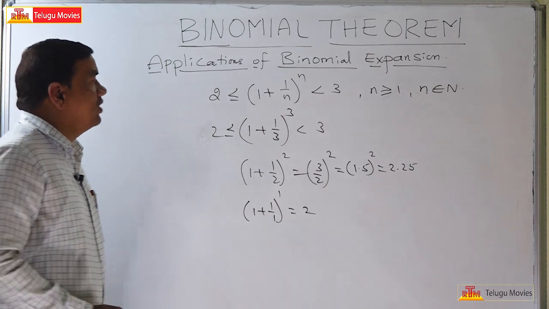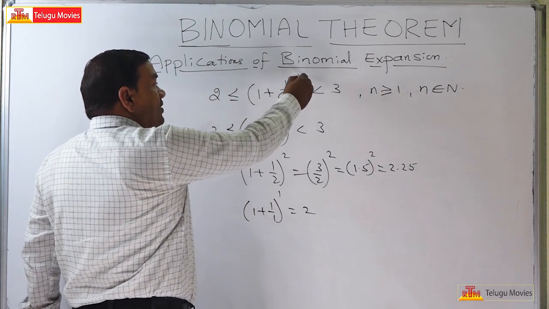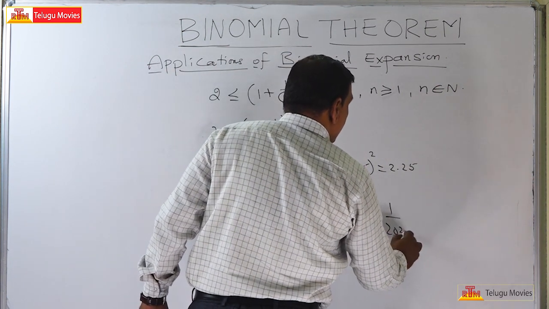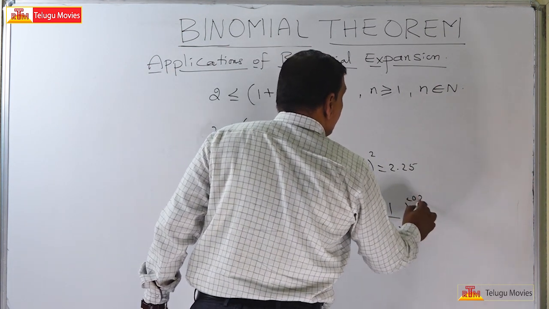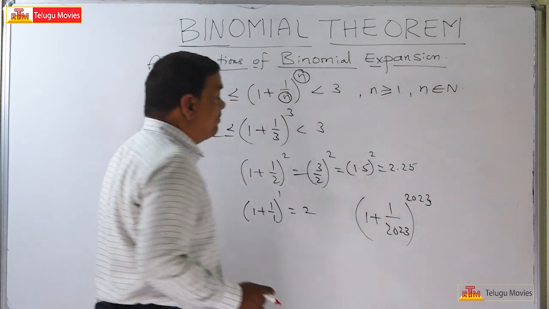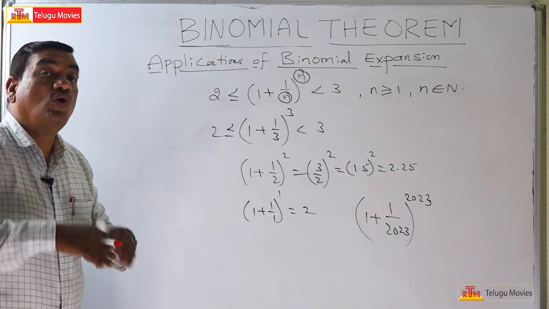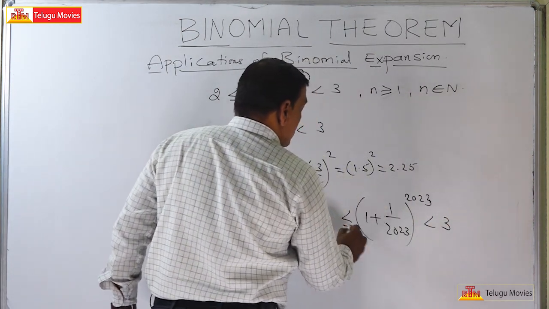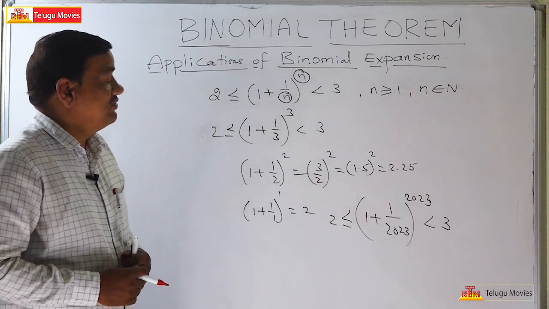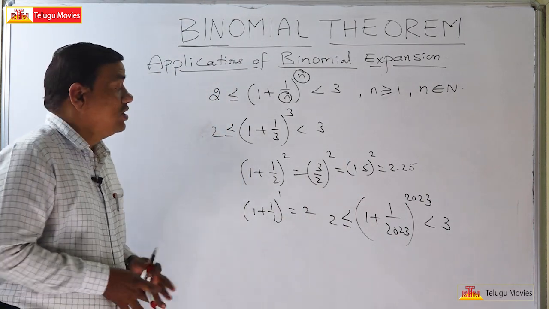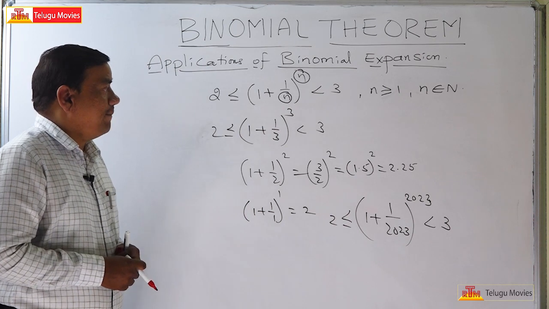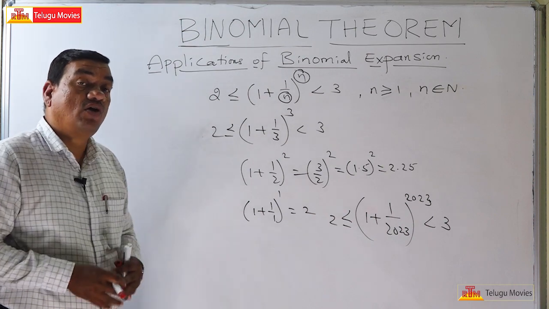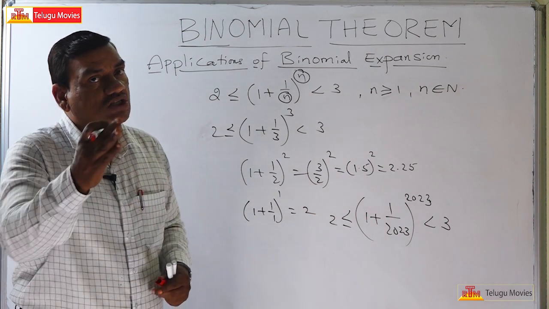So that means whatever value you take for n, for example (1 plus 1 by 2023) whole to the power of 2023, this value lies between 2 and 3. Okay, now. So this is a very, very important application of the binomial expansion. Based on this, we have one nice problem. So let us solve that problem.